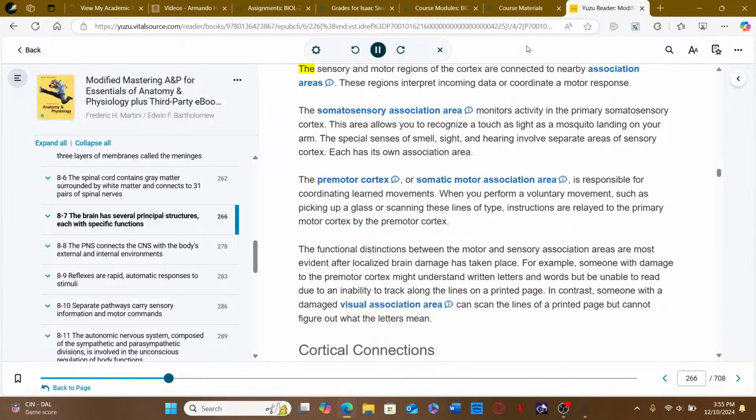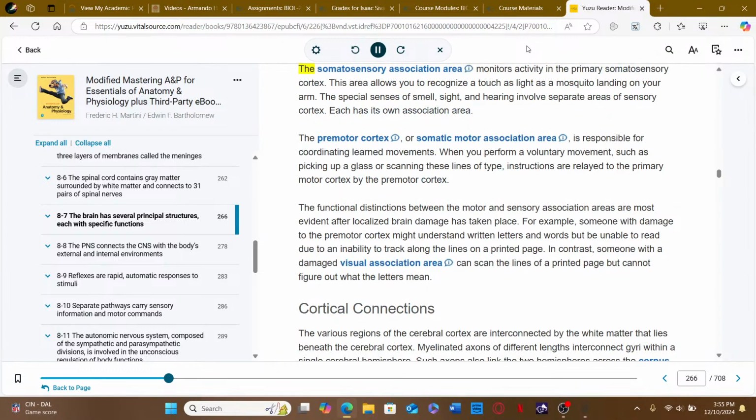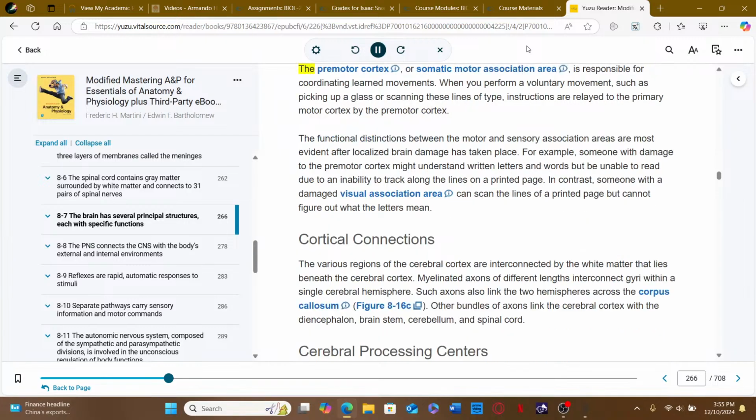Association areas. The sensory and motor regions of the cortex are connected to nearby association areas. These regions interpret incoming data or coordinate a motor response. The somatosensory association area monitors activity in the primary somatosensory cortex. This area allows you to recognize a touch as light as a mosquito landing on your arm. The special senses of smell, sight, and hearing involve separate areas of sensory cortex. Each has its own association area.